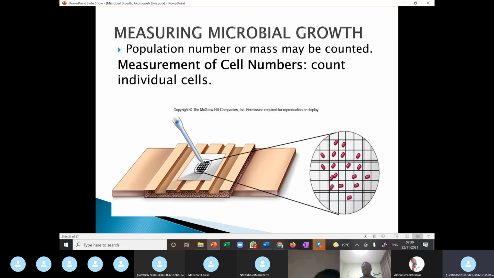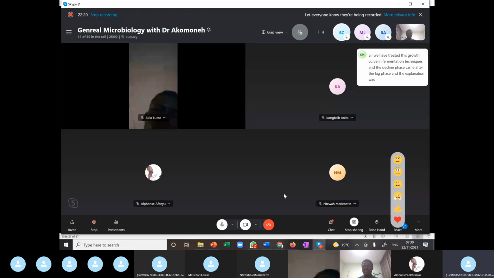So with that, we'll quickly move to the second part of the lecture, which is measuring microbial growth. Except there's a question to explain on the first.